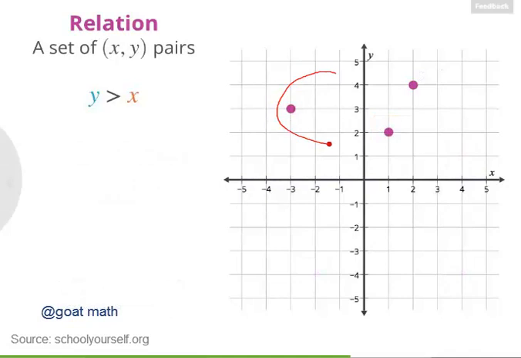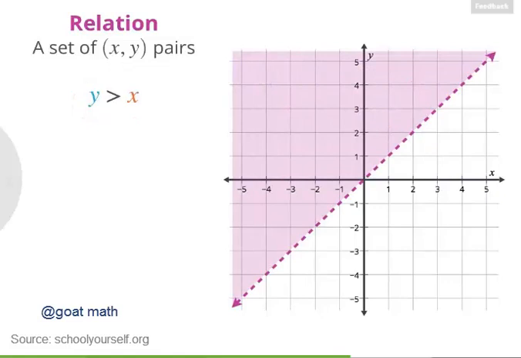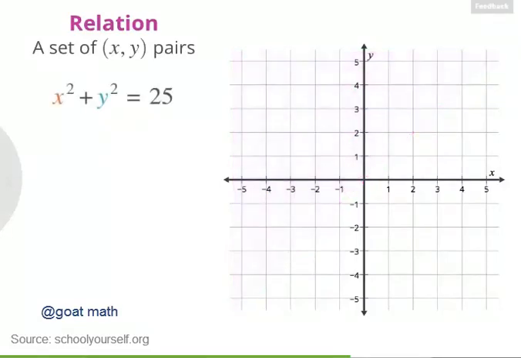Nicely done. So these 3 points are part of the relation y is greater than x. And here's the complete graph of this relation. It's this shaded region, all the points that are up and to the left of the line y equals x. Okay, let's look at one more relation, represented by the equation x squared plus y squared equals 25.